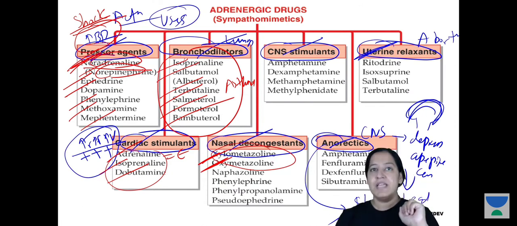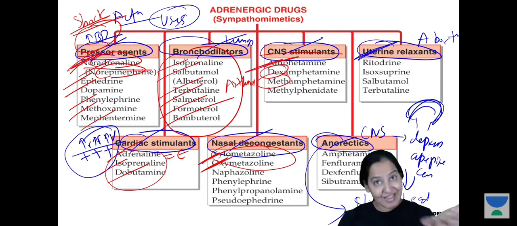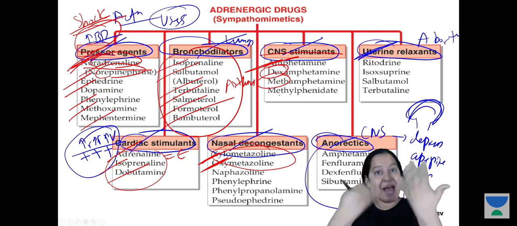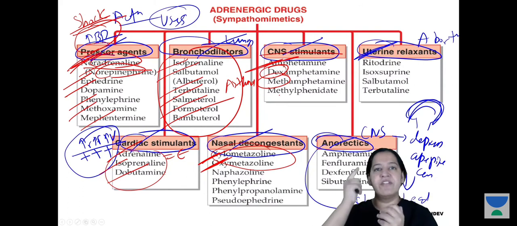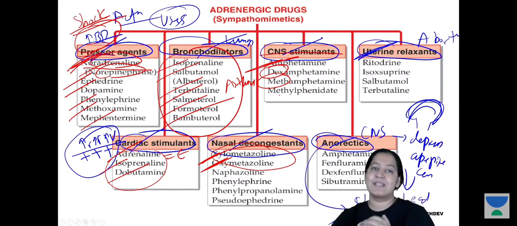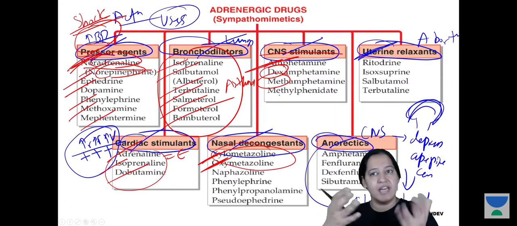CNS stimulants. It is amphetamine. Dexamphetamine was made from amphetamine, and methamphetamine was made from it too. So amphetamine is the main drug which is used as a CNS stimulant. So any patient feeling sleepy, you can give these drugs containing amphetamine as a CNS stimulant to them.